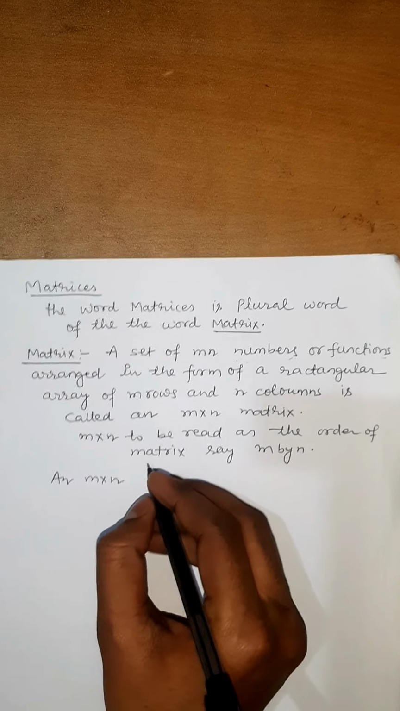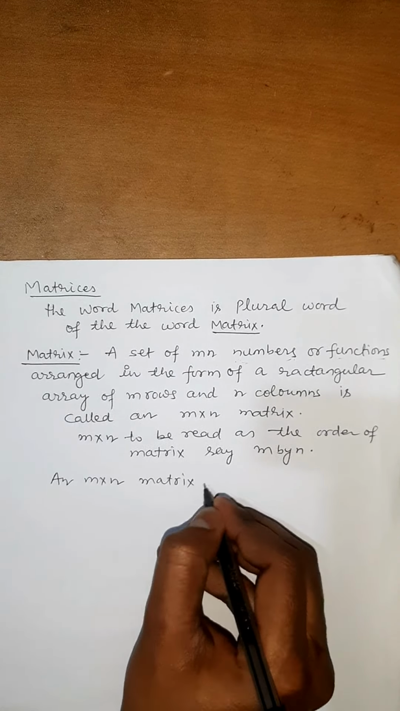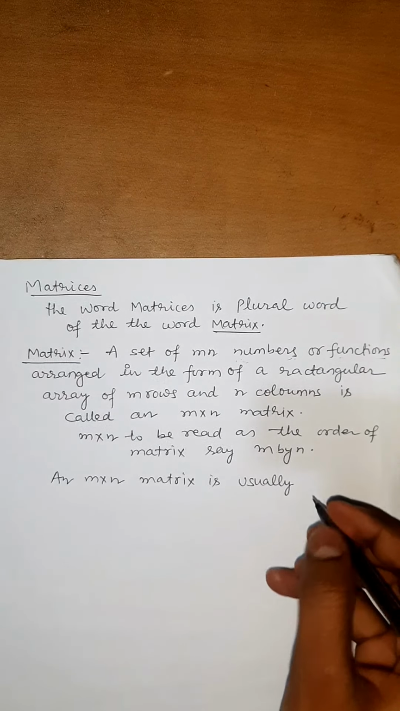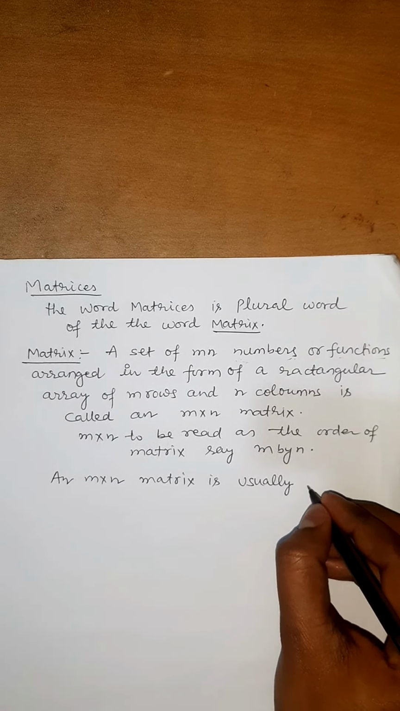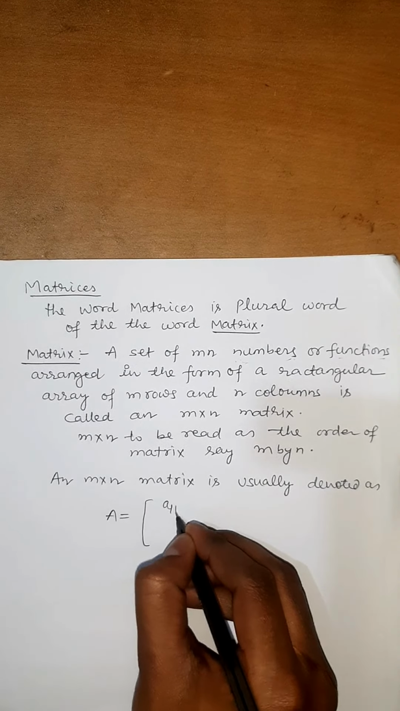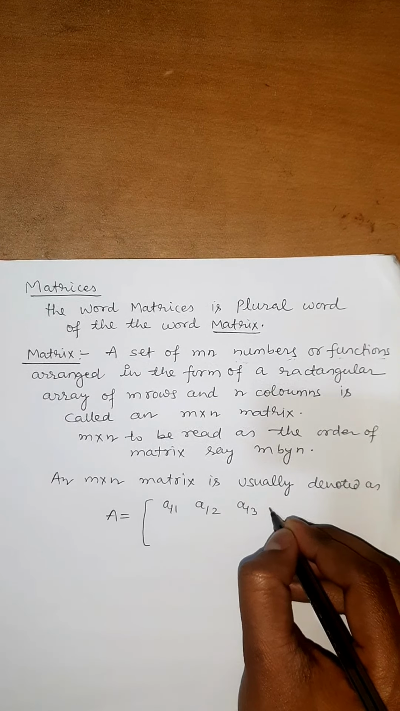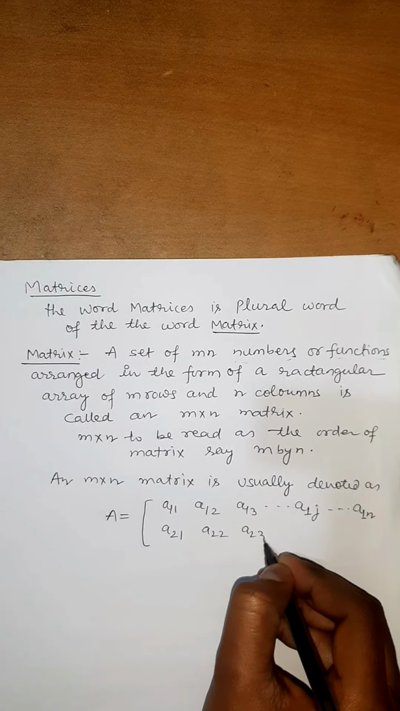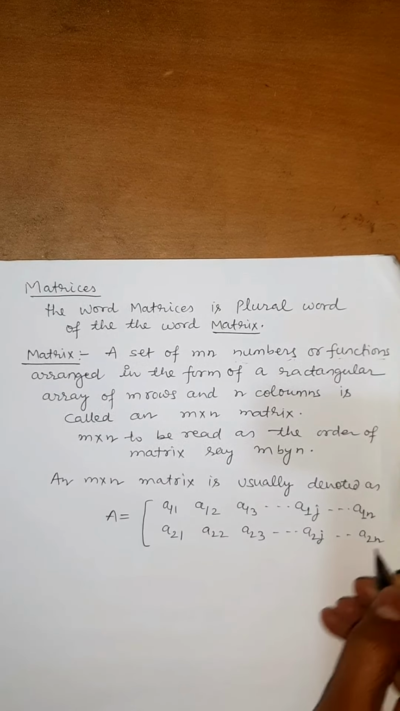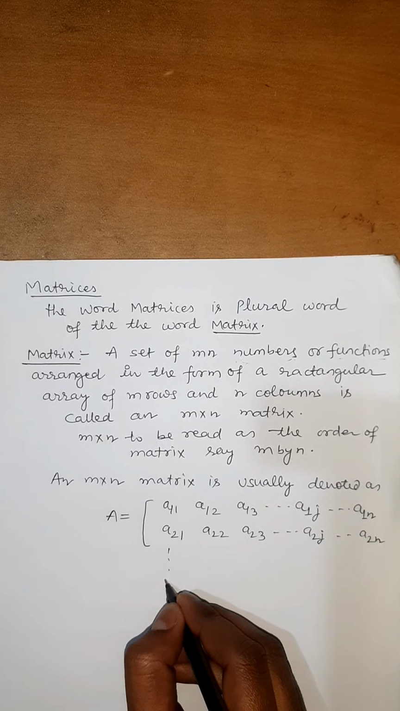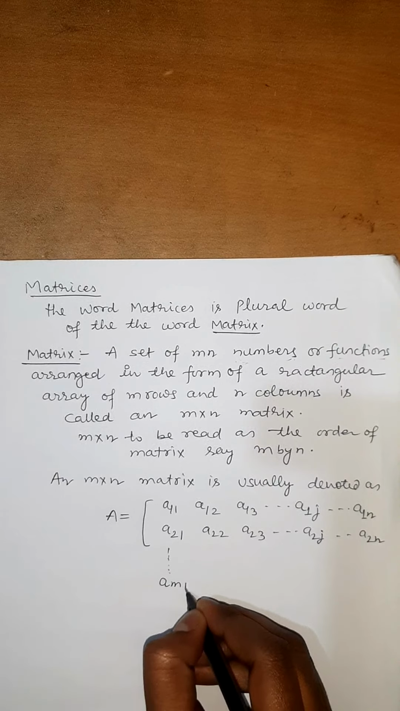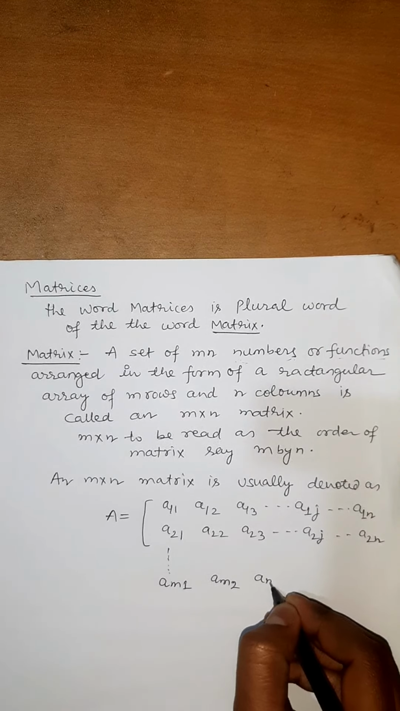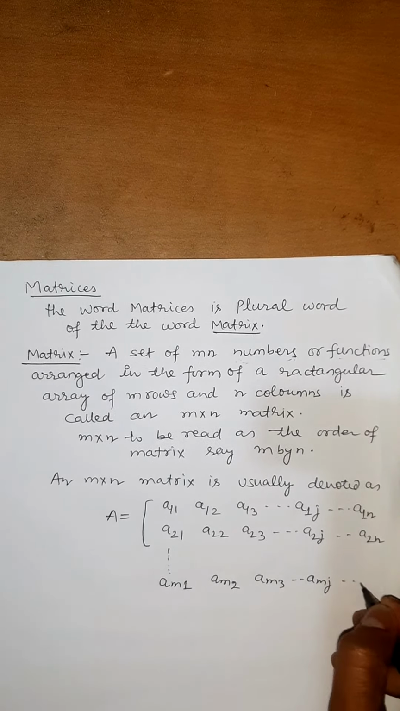An m cross n matrix is usually denoted as A equals to A11, A12, A13 and so on, A1j and so on, A1n, and A21, A22, A23 and so on, A2j, A2n and so on, Am1, Am2, Am3 dot Amj, Amn.